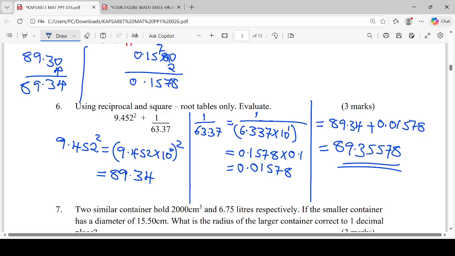Ladies and gentlemen, there is nothing to fear. Remember, math is very simple. All you need to do is having a daily practice and things will become very simple for you. We are going now to question number 7.